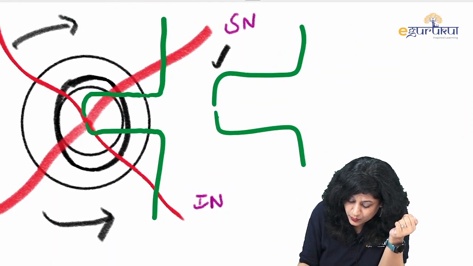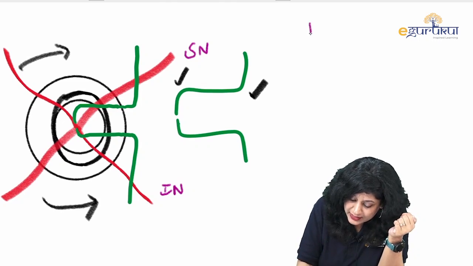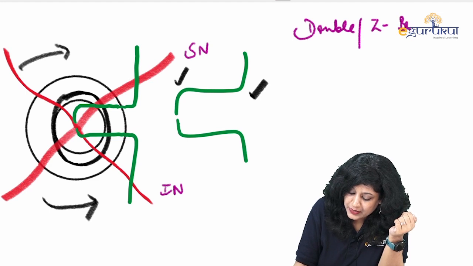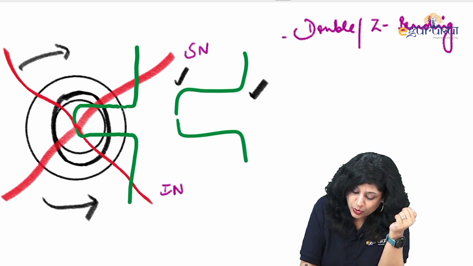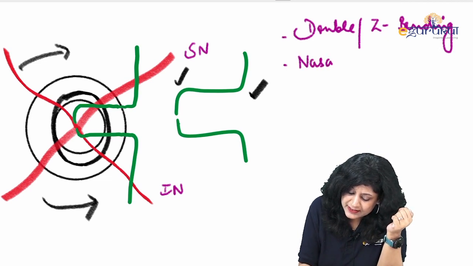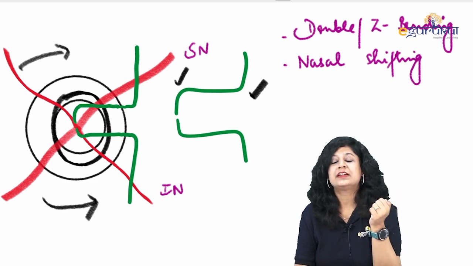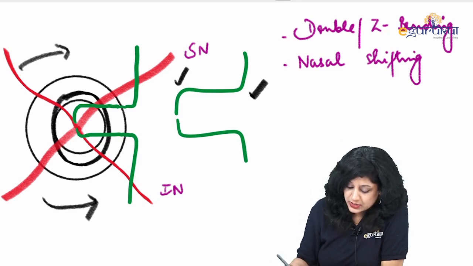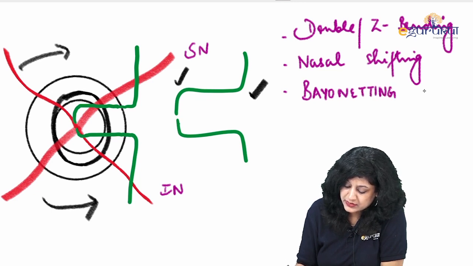One bend is present here, one bend is present here. So this is called double bending. Either I can call it double bending, or it is also called Z bending due to the shape. This is also called the nasal shifting of the blood vessels, and due to this it looks like the shape of a bayonet. So this is also called the bayoneting sign.